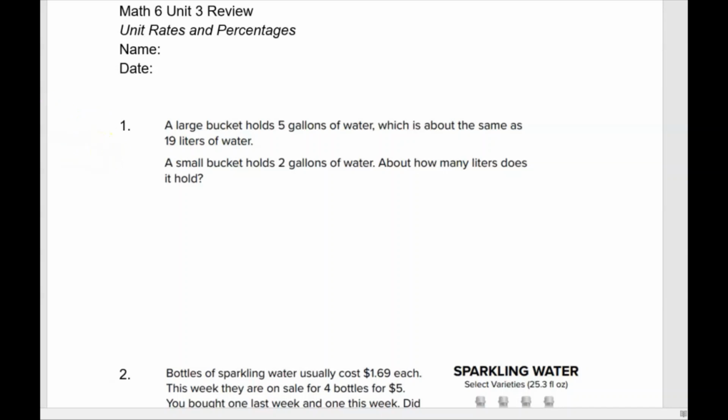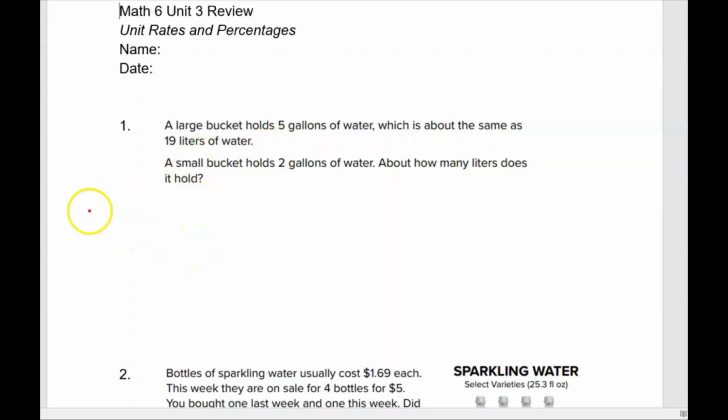Number 1 says a large bucket of water holds 5 gallons of water, which is about the same as 19 liters of water. Right, so we're starting off with a conversion problem here. A small bucket holds 2 gallons of water. About how many liters is that?